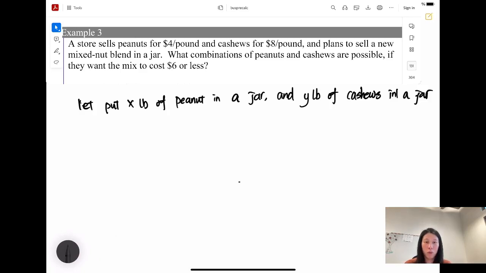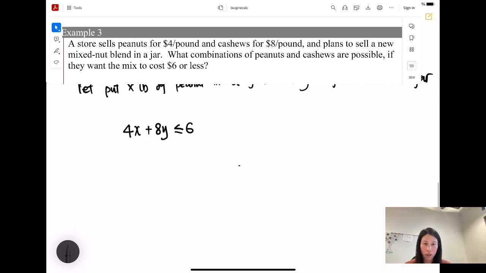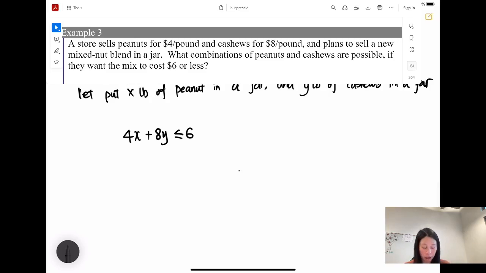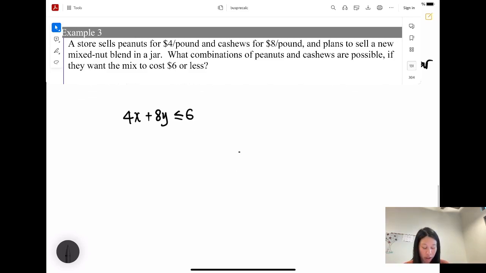All right, so what would be the total cost in the jar? Since the peanuts are $4 per pound, the total cost of the peanuts would be 4 times x, plus the cost of the cashews, which is 8 times y. And we want that to be less than or equal to 6. So this is the inequality that we have here. So how do we solve it? Well, by graphing it, right? When we graph it, the first step is we write it with an equal sign.